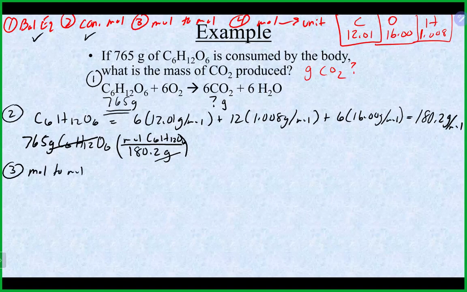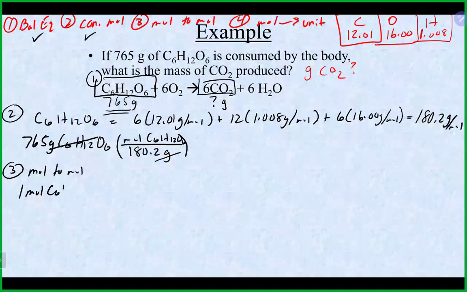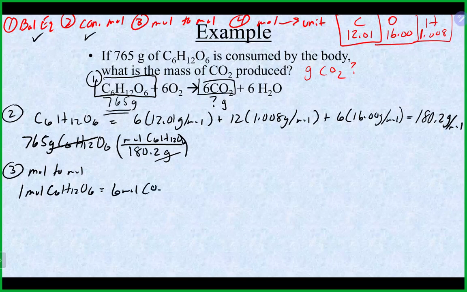And again, we're going to go through the equation and find our two things we're interested in. Obviously, that is the C6H12O6, and that is the CO2 in this case. And from the equation, we can see for every 1 mole of C6H12O6, we get 6 moles of CO2.